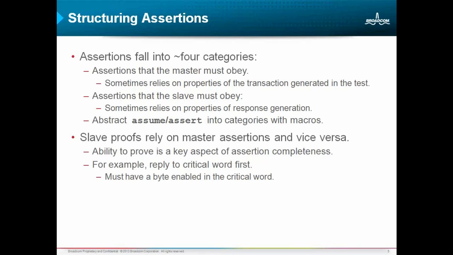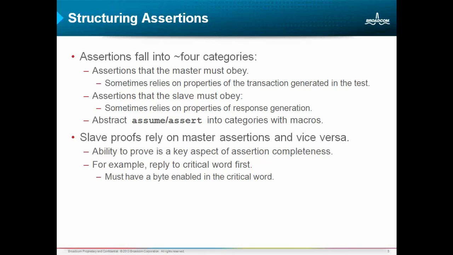So when I started trying to prove this about my slave, it immediately became obvious that I'd missed an assertion about the master, which said that if you say this is the critical word, then you must be requesting one of the bytes from it. So simple things like that. You find there are assertions that you're missing, and it just gives you the opportunity to make things more complete.